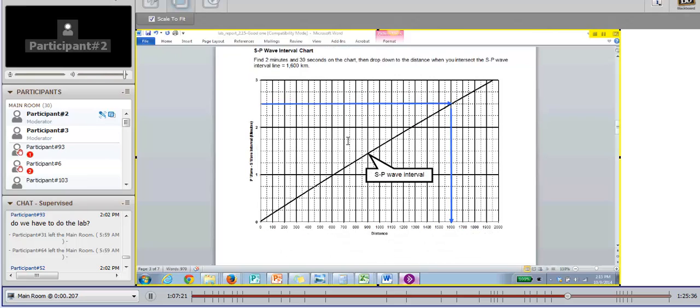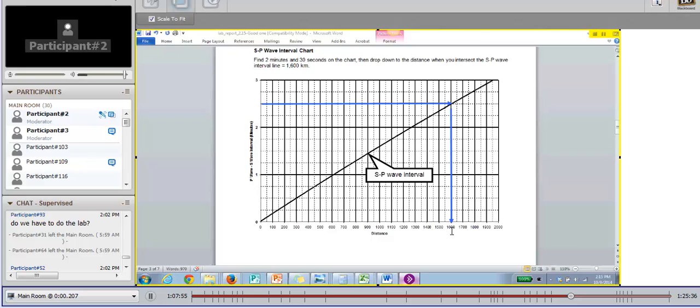This is on page 3 of your lab. So what you do is find 2 minutes and 30 seconds on the chart. Go up to 2 minutes and 30 seconds. Oh, they have a nice blue line for you. Go all the way over till you hit that line. Wow, that looks like a trend line. That's interesting that we just did a graph where we had to make that line. All right, so then you go all the way down to distance.